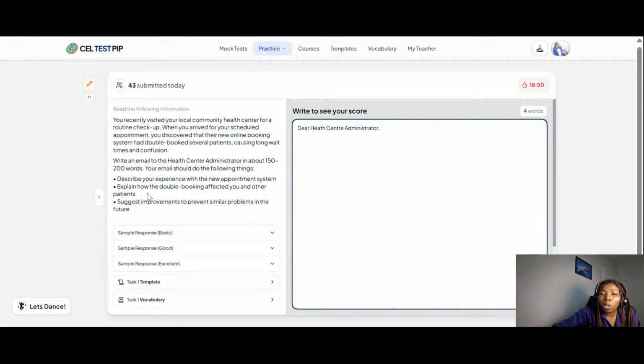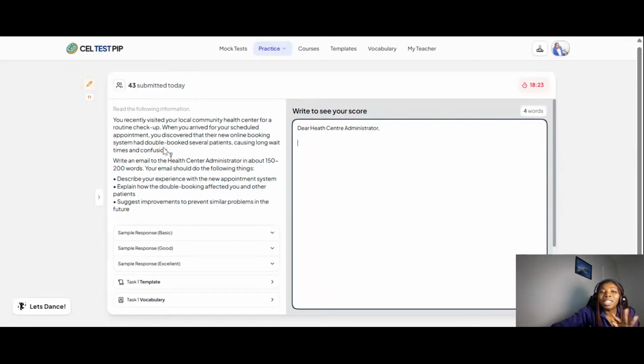Then the second one said, explain how double booking affected you and other patients. So now, some people may want to come and, if you see something like this, just start talking about how the system booked everybody double. They said, explain how it affected you. So you have to explain.